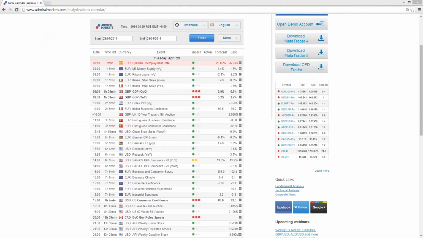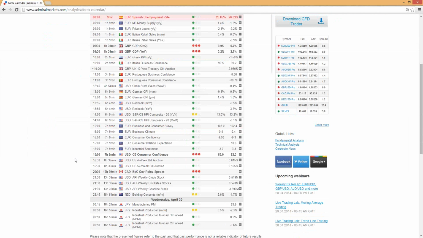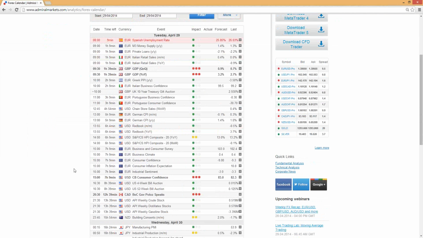We got dollar consumer confidence. We got a lot of euro news throughout the day, but that's green tagged or yellow tagged. Tomorrow we have ADP, by the way, and Friday we have NFP, so it could be slow because of that.